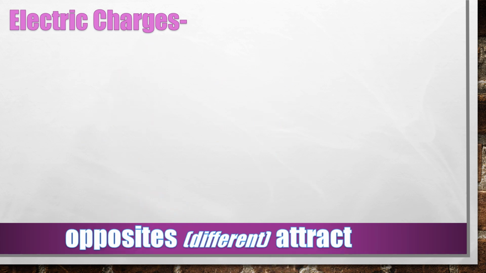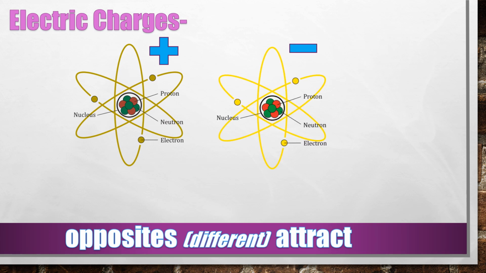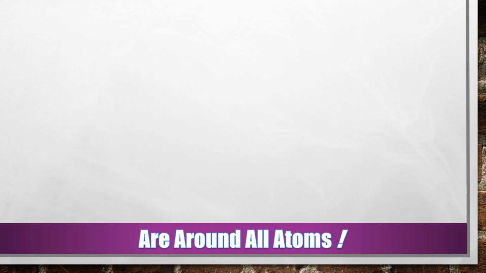But if my electric charges are opposites, and if you've heard that saying, opposites attract, that's going to be true when it comes to our atoms. If I have a positive atom and a negative atom, they're going to be attracted to one another. So with the understanding that we have atoms all around us at all times, we have to understand that we have these positive, negative, and neutral particles floating around us at all times as well. And therefore, we have what is called electric fields around us.